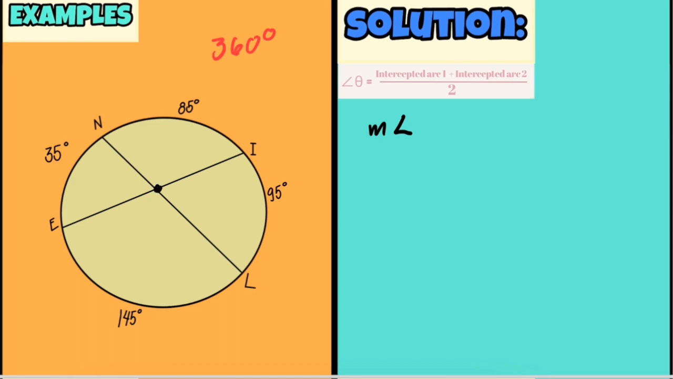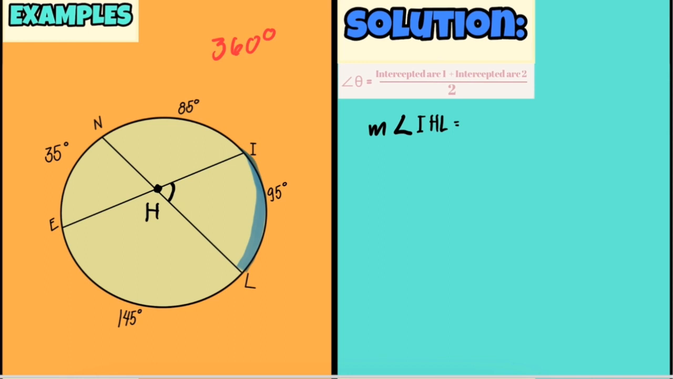Let's say we're looking for the measurement of the angle formed here. I'll name this as H, and we want to look for the measurement of the angle IHL. Okay, so this is our reference angle. This is the one that we're referring to. So now what we need to do is to identify its first intercepted arc. So the first intercepted arc is IL.